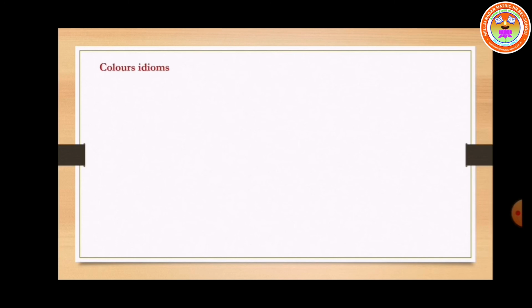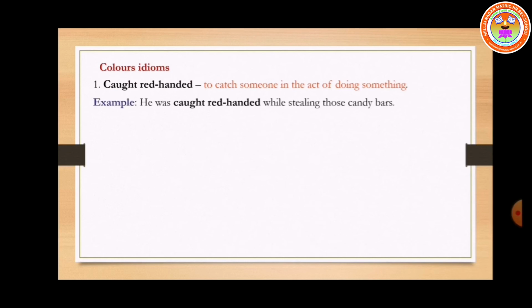Then comes the color idioms. Using the color, we have got some idioms. Caught red-handed. The meaning of it is to catch someone in the act of doing something. Example, he was caught red-handed while stealing those candy bars. He was caught when he was stealing, when he was doing that particular act.